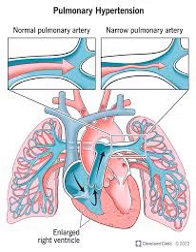Pulmonary hypertension (PH) is a serious condition characterized by elevated blood pressure in the pulmonary arteries, which are the vessels that carry blood from the heart to the lungs. This increased pressure can lead to significant health complications, including heart failure, and it can result from various underlying conditions.